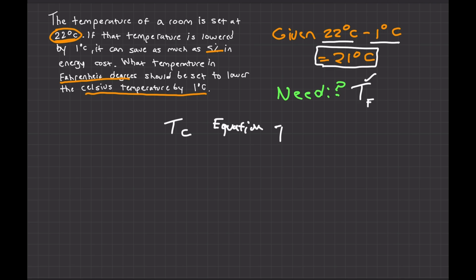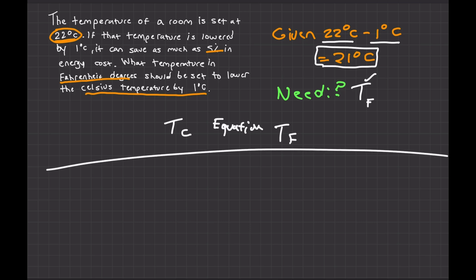Equation, right? For Fahrenheit. So the equation we'll be using is TF, temperature Fahrenheit, equals 1.8 times temperature Celsius plus 32 degrees. And we're just going to do some plug and play here.